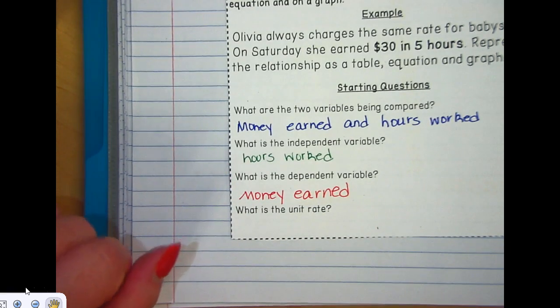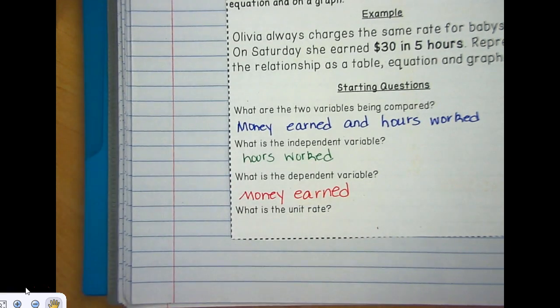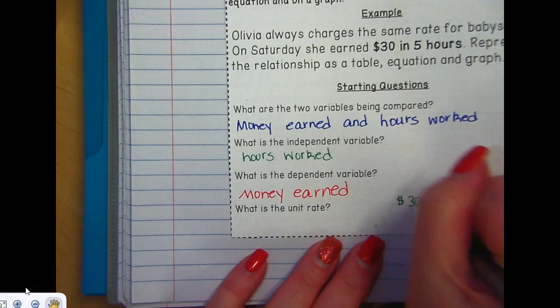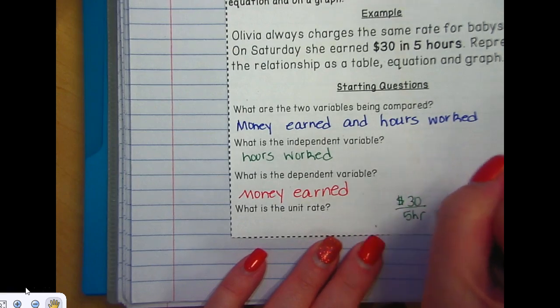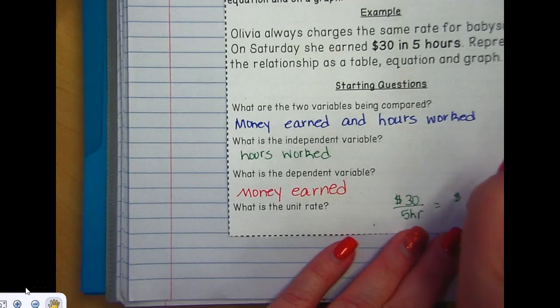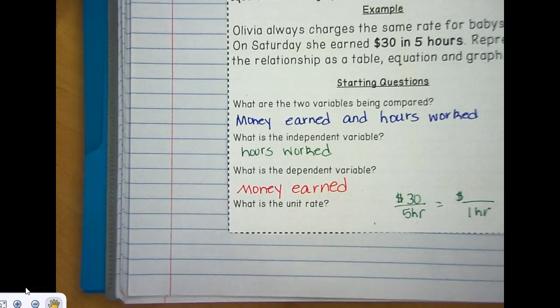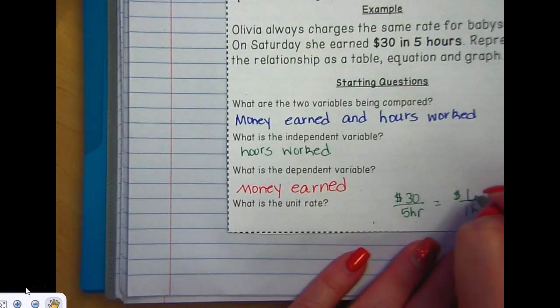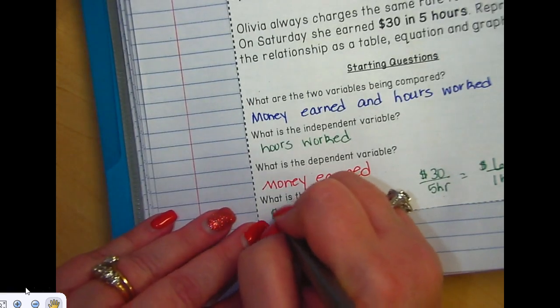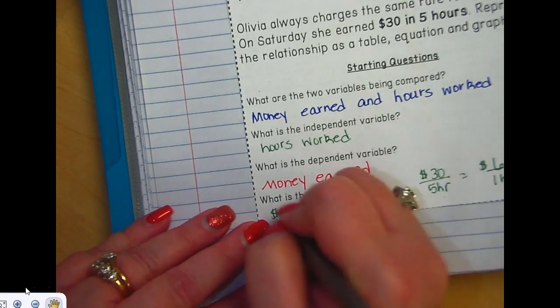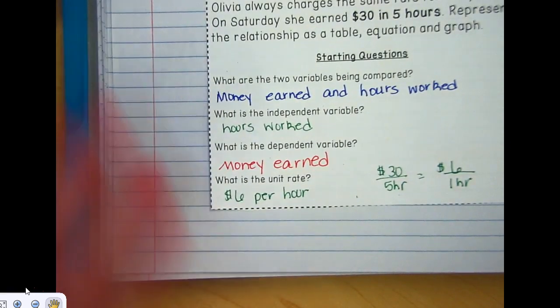What is the unit rate? How are we going to find our unit rate? We're going to take $30 in 5 hours equals how many dollars in 1 hour? And so how many dollars per hour is she making? What's 30 divided by 5? 6. So the unit rate is $6 per hour. That's the right words right there. $6 per hour is the unit rate.